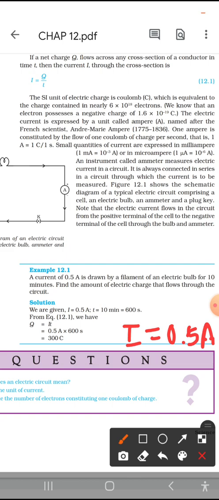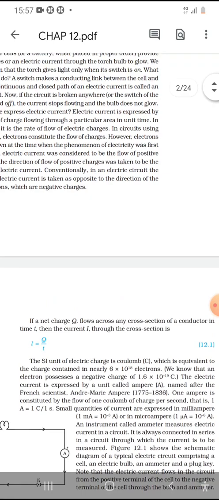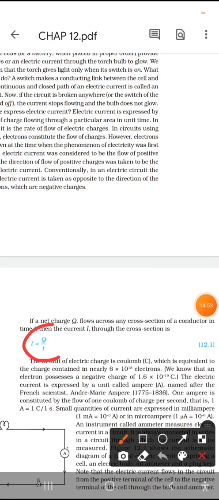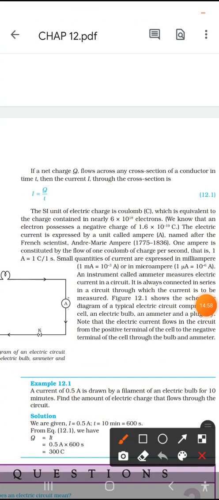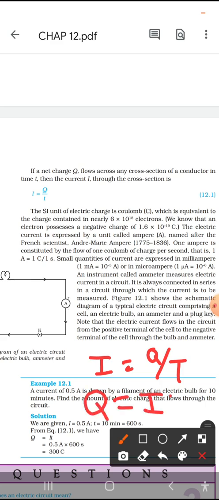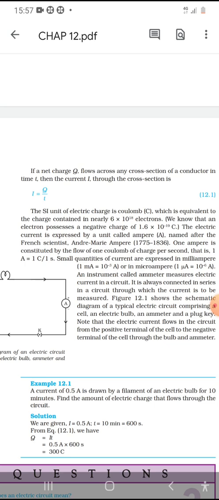So friends, do you remember what is our first formula for this electricity chapter? Here it is. I is equal to Q by T. The same formula we are going to apply here. I is equal to Q upon T. So what is Q? Q is equal to I into T. We can bring T here. So Q is equal to I into T. Then we can substitute and find our solution.